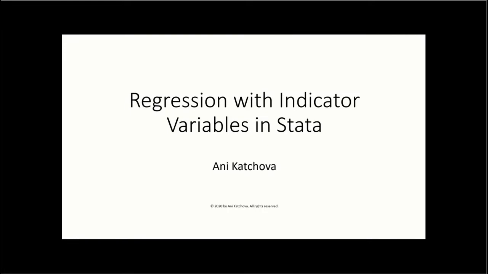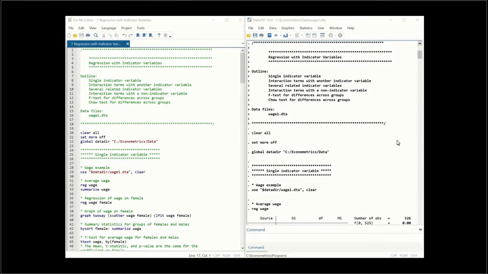In this video, I will talk about regression with indicator variables in Stata. Before you watch this video, please make sure that you have watched my other video called Regression with Indicator Variables. So I have opened up the program here and I highlighted it and executed it, and here is the output.